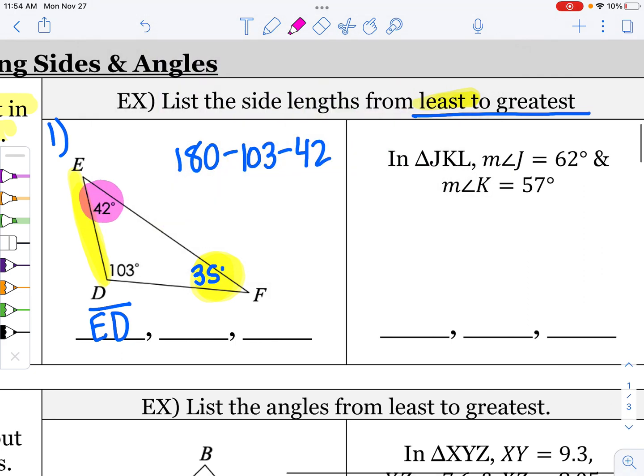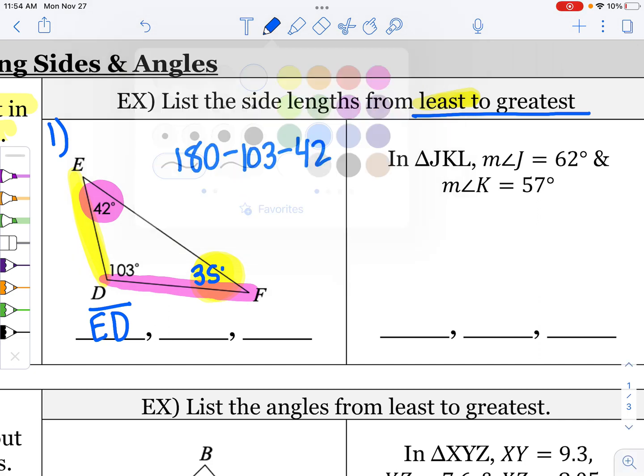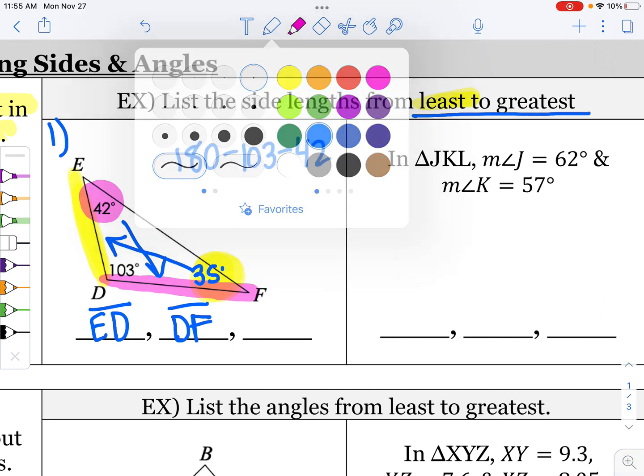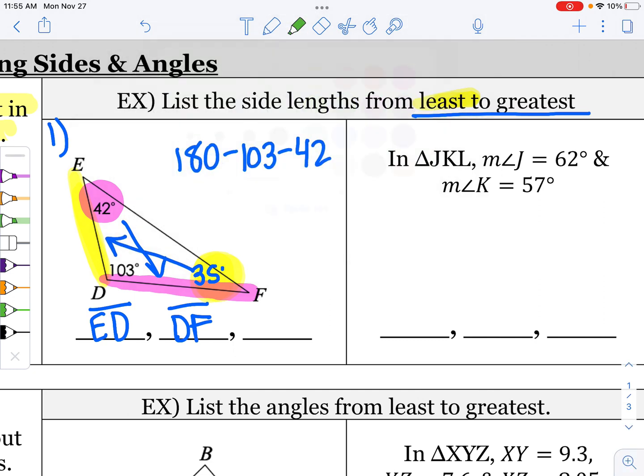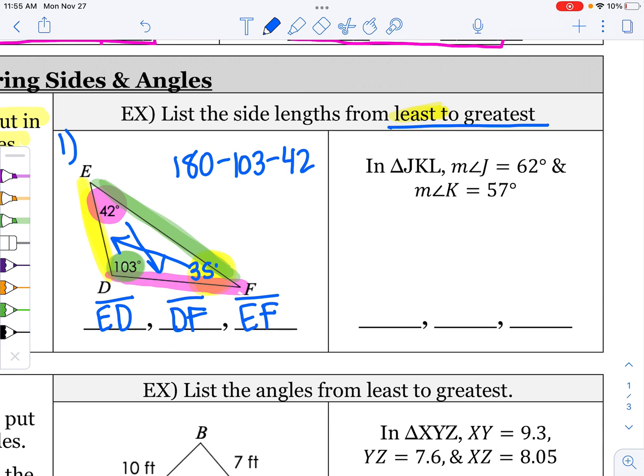Okay, so the medium length, 42, is the medium angle. So the medium side length is going to be DF. Okay, DF, it's just across from it. This was across from this one. And then the largest side, you can kind of tell in the picture, is across from the obtuse angle, 103, EF. So we could tell just by looking at the angle degree measures what the side lengths would be. I don't know exactly what they are, but I can put them in order from least to greatest.